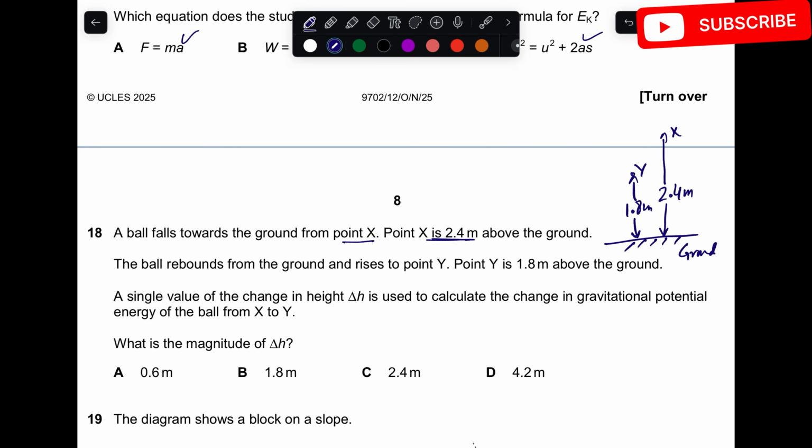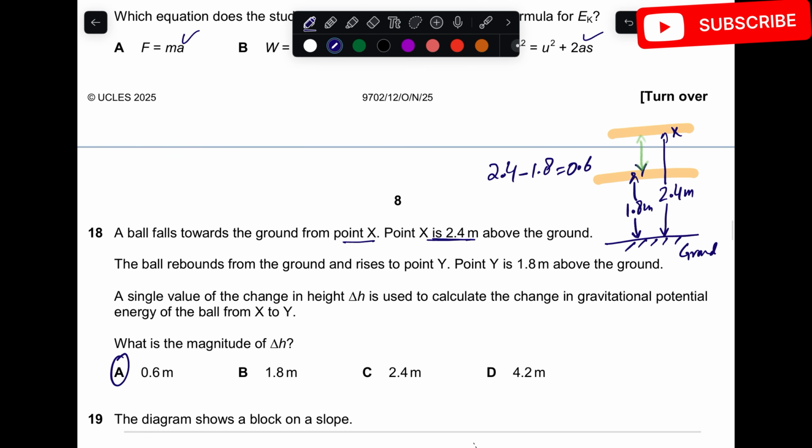A single value of the change in the height is used to calculate the change in gravitational potential energy of the ball. You have to find the change in height. So it's a very simple question. This is the initial height, this is the final height. So the change in height is this thing. What you have to do is 2.4 minus 1.8. That will give you 0.6, option A.